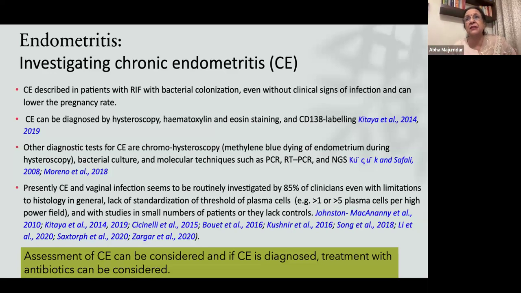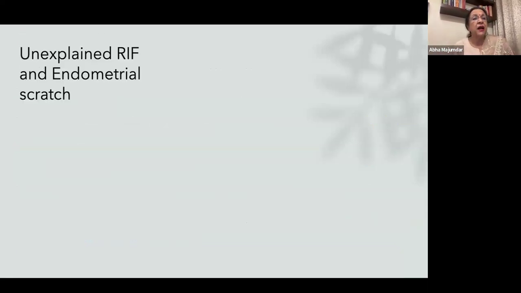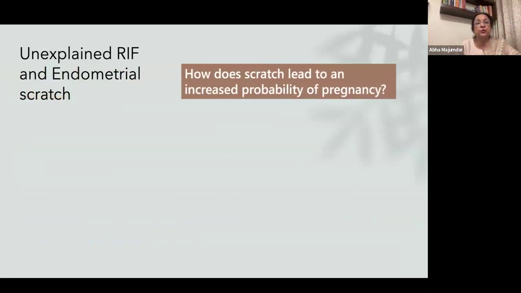It should only be considered if we do a proper bacterial culture or histology and a laparoscopy to say that, yes, this is tuberculosis. So, unexplained RIF and endometrial scratch: when we find nothing is working, what do we do?